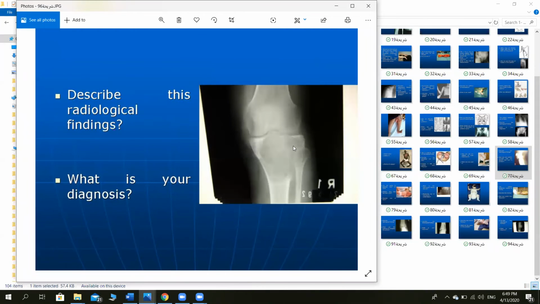And this is a lytic lesion in the proximal tibia with trabeculation, subchondral. This is a typical giant cell tumor. Sometimes we name it the soap bubble appearance.